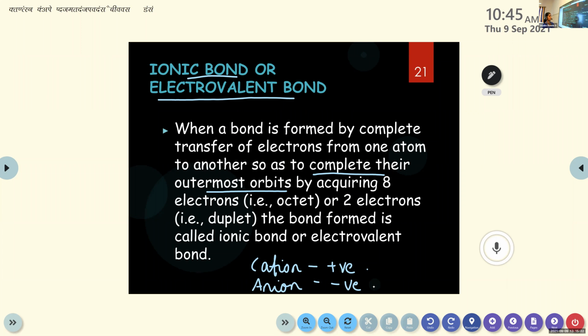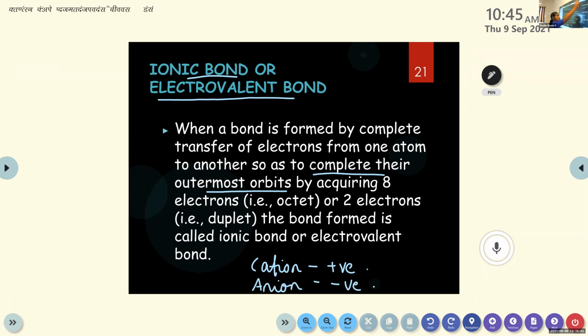Eva, can you please read the slide? Yes, ma'am. When a bond is formed by complete transfer of electrons from one atom to another, so as to complete their outermost orbits by acquiring 8 electrons or 2 electrons, is called ionic bond or electrovalent bond.